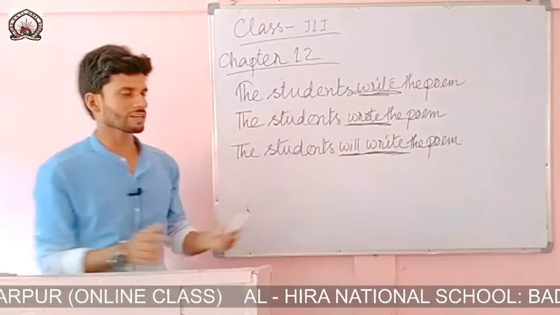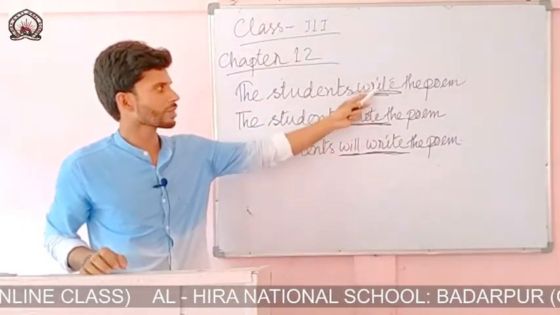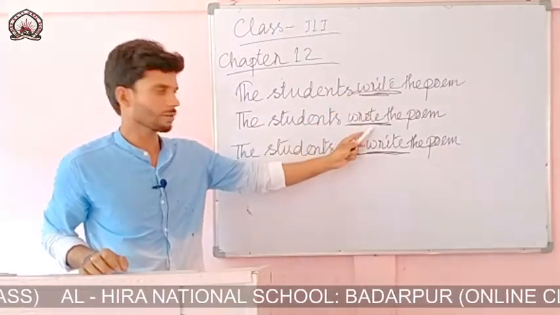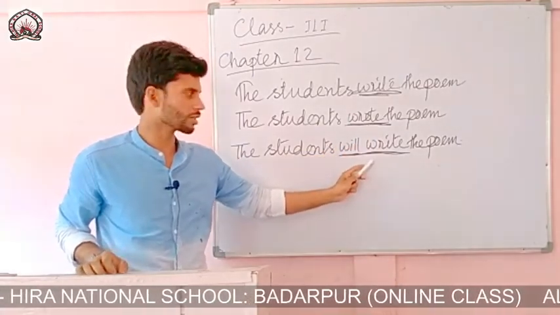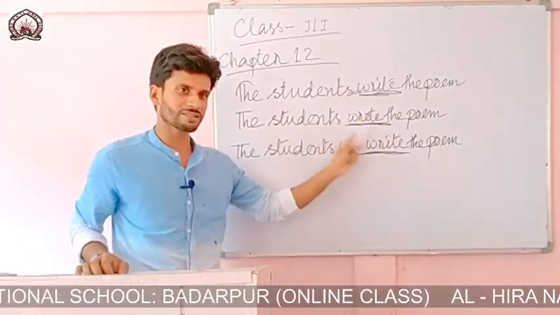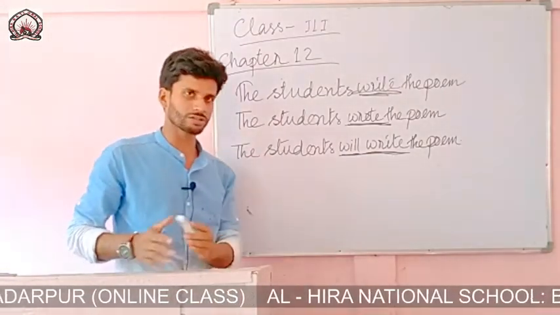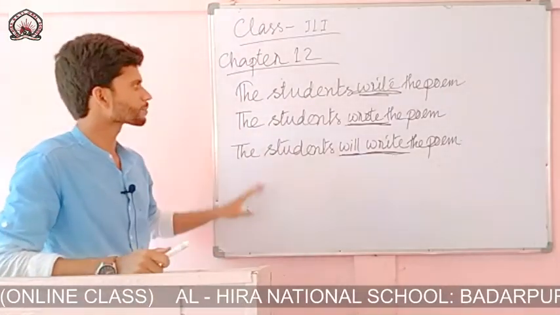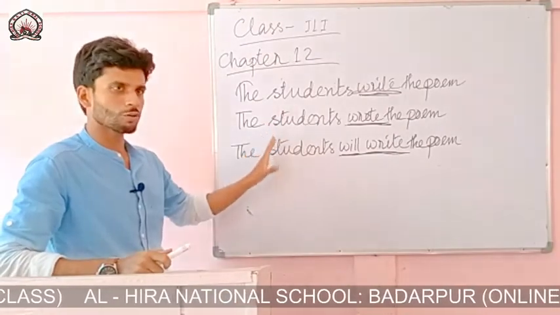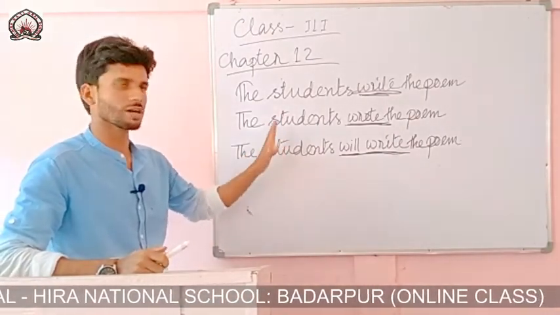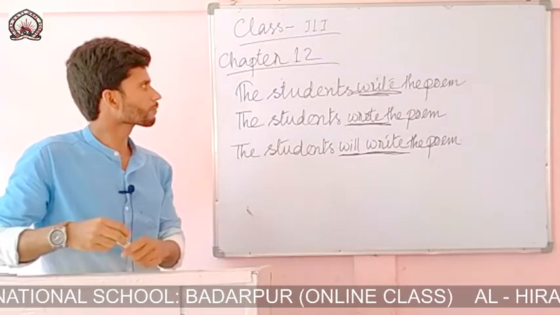So the tense of the verb, here it is in present tense, here it is in past tense, and here it is in future tense. The tense of the verb tells us or shows us when an action is done or when an action takes place. So this is all about tense, and this is what a tense tells us or shows us.